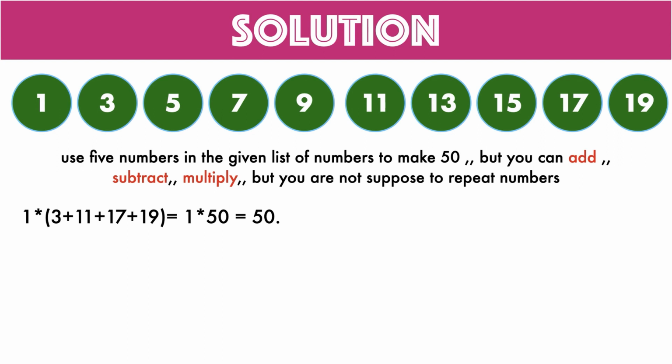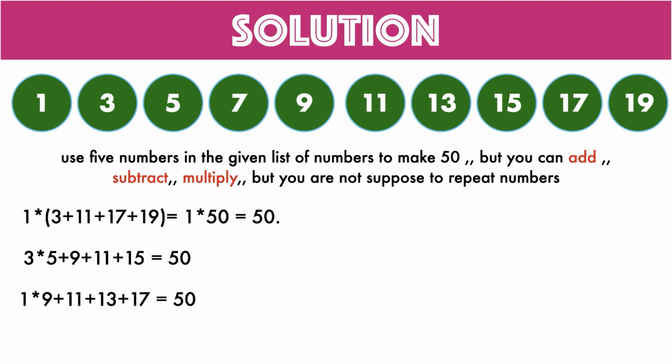Other possibilities are 3 times 5 plus 9 plus 11 plus 15. This also results in 50. 1 times 9 plus 11 plus 13 plus 17 equals 50. 3 times 7 plus 9 plus 5 plus 15 equals 50. 1 times 7 plus 13 plus 11 plus 19, which again equals 50. So there are multiple answers, if the condition is given that you can use addition, multiplication and subtraction operations.